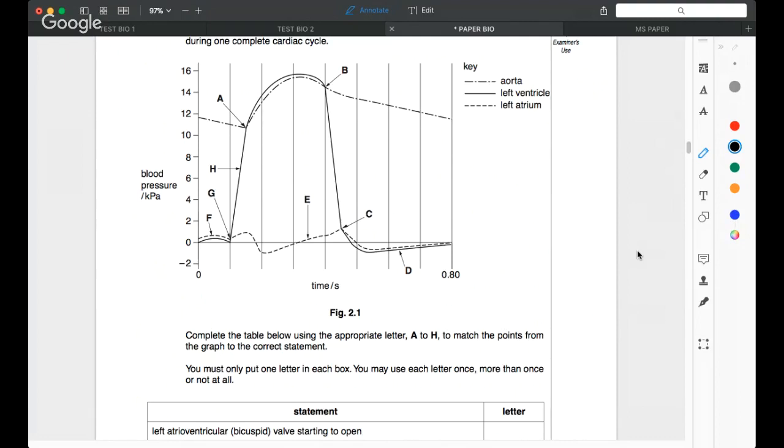Is it A? Why do you say A? Because the blood pressure is high in the atrium and low in the ventricle, so it wouldn't be A. It's going from high to low pressure. Pay close attention to this, because it'll help you work out the answer.